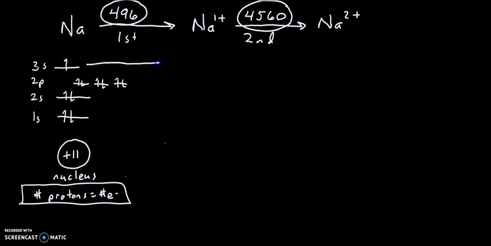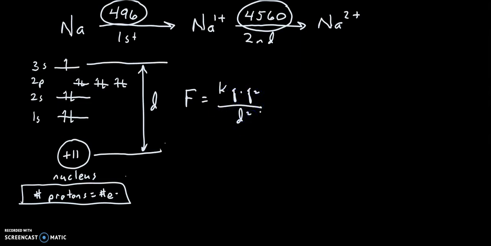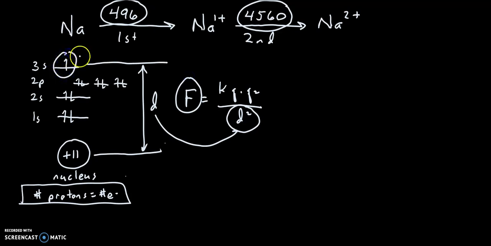The outermost electron, which will be getting extracted when we ionize, is at energy level 3. It's a distance away from the nucleus, and that distance helps us, using Coulomb's law, to establish the overall force of attraction between the nucleus and that outermost electron. That force of attraction influences how much energy is needed to take that electron and remove it from the atom and turn this into a 1+ ion for the first ionization energy.